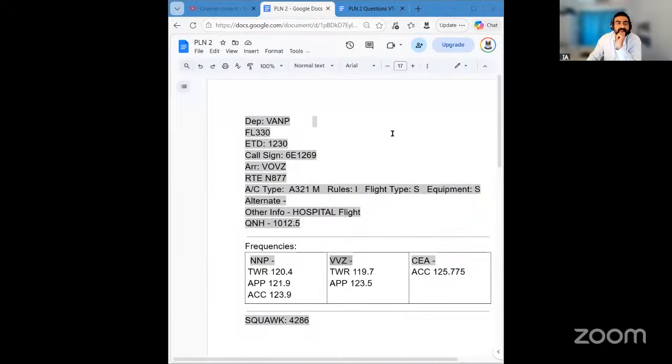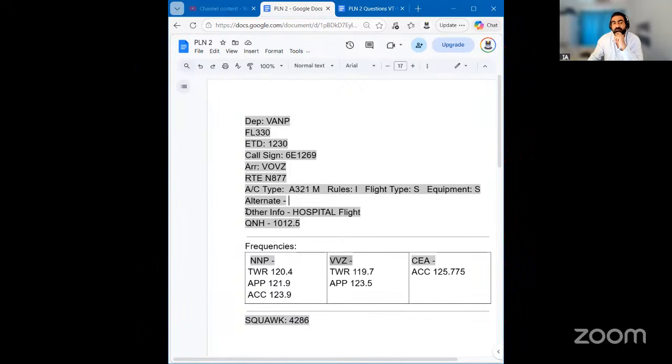Now, please have a look at the screen. Can you see departure VANP? So these are basic elements of the flight plan. I want you to tell me a couple more that you have already seen which are not mentioned here. We have QNH, we have other information, alternate is blank.